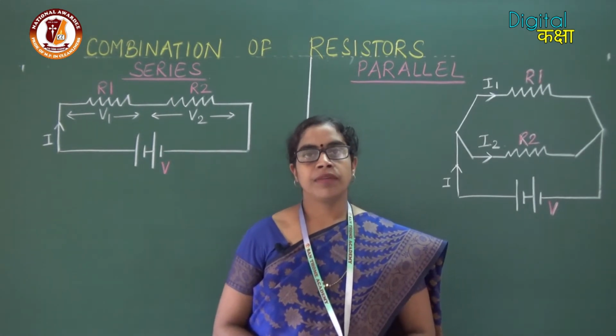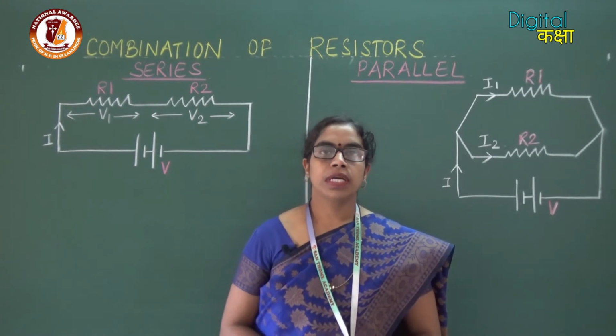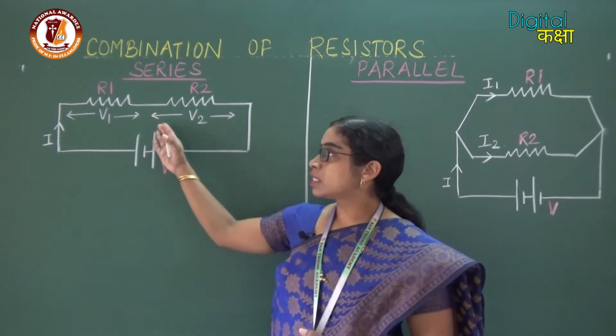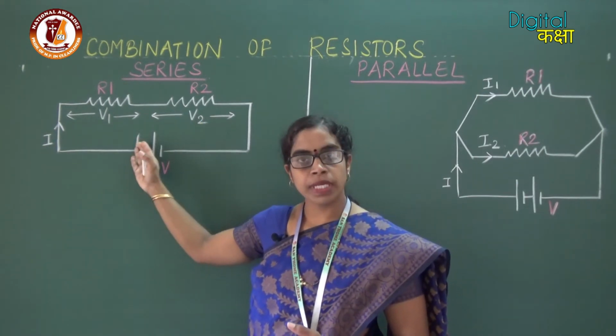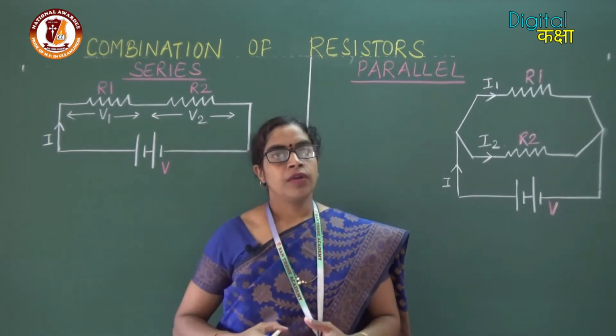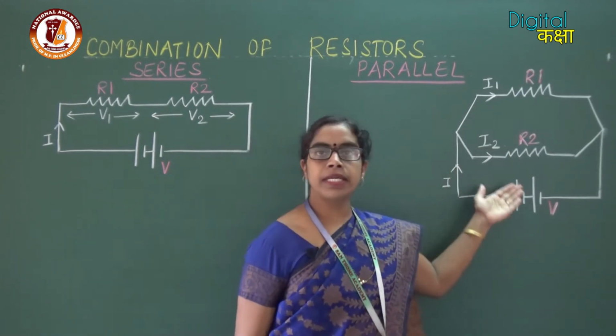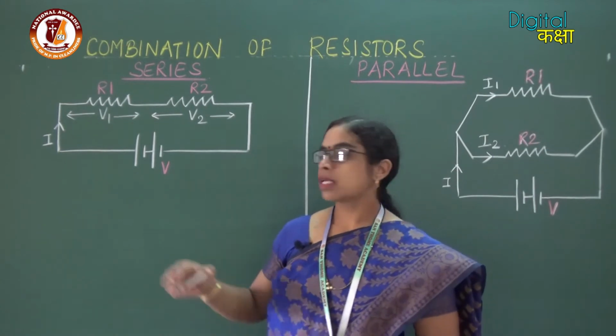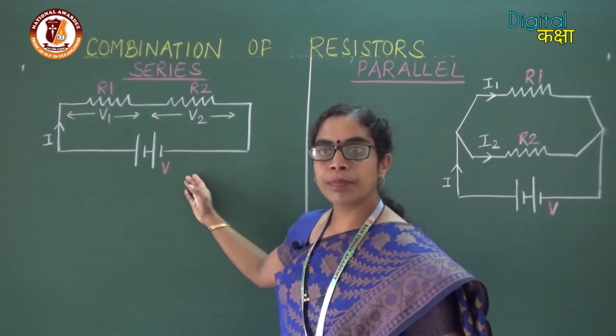But we will be deriving the formula for the equivalent resistance specifically for when all the resistors are connected in series combination, and next when all the resistors are connected in parallel combination. Let us discuss the series combination first.